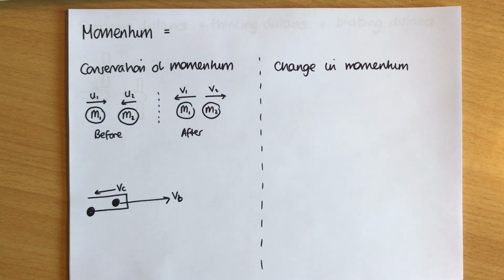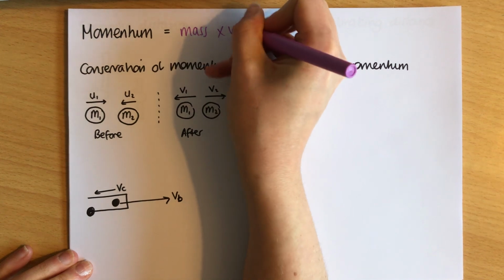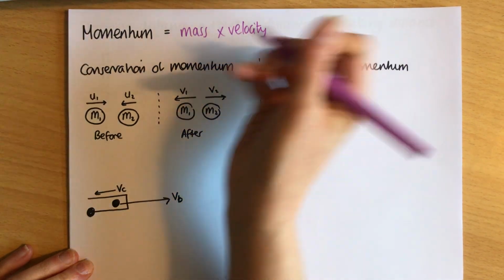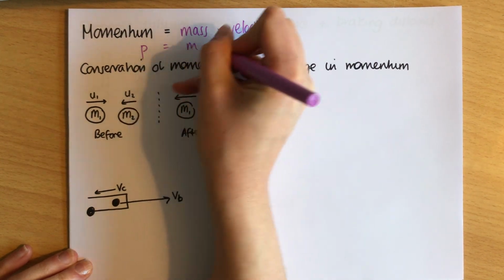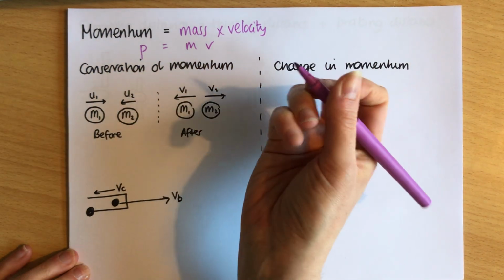the conservation of momentum. But to start with, we're going to think about what momentum is. Momentum is defined as mass times velocity. That's its definition, and it gives us the equation P equals mv. Now, P is a symbol for momentum. We can't use m because that's being used for mass.